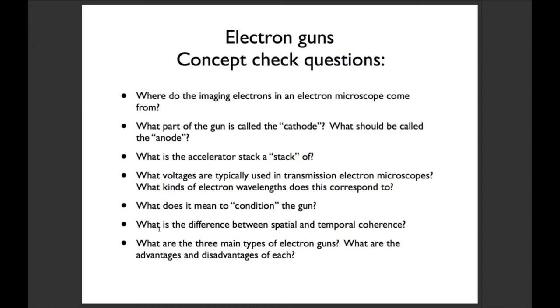First one's pretty obvious. Where do the imaging electrons in an electron microscope come from? They come from the gun or the filament, the electron source. What part of the gun is called the cathode? The cathode would be the filament itself, and then the anode would be sort of ground level, so that's when the electrons are coming down to ground in that accelerated potential.